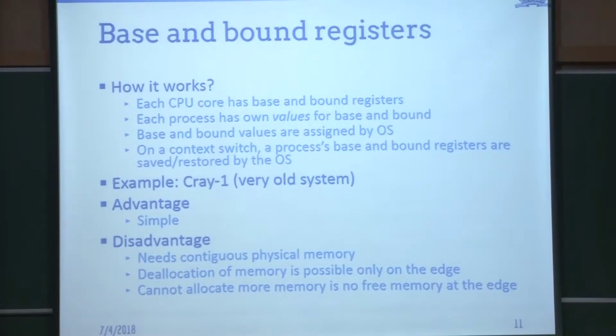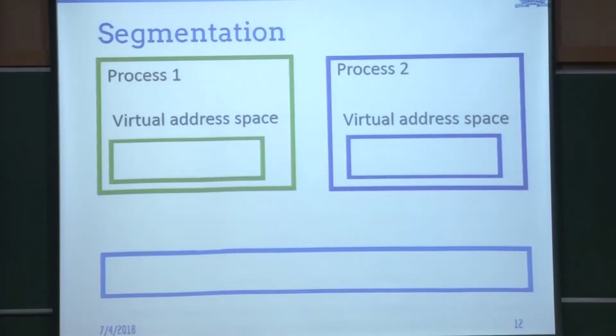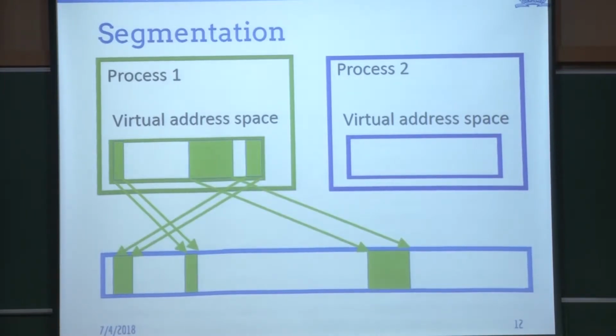So then comes the idea of segmentation, which tries to improve upon base and bound. The very basic idea here is that instead of having one base and bound register, why don't you give each process multiple base and bounds? What would happen is that each process can have multiple parts of its virtual address space allocated. Each of them is a contiguous chunk. Each of them can have different sizes, but at least you have multiple of those.